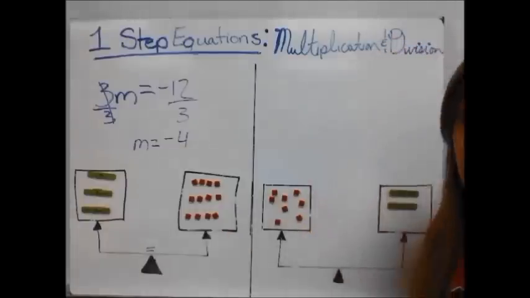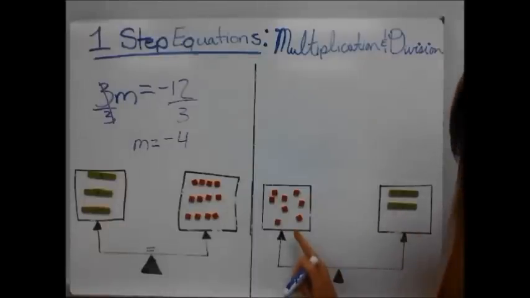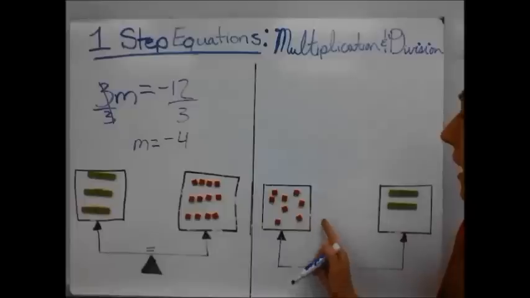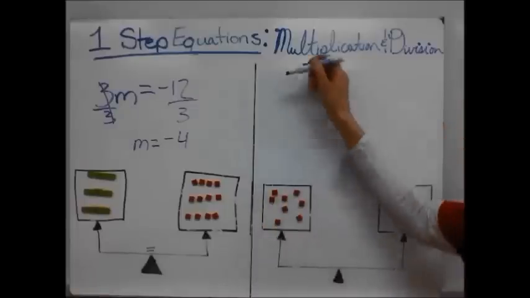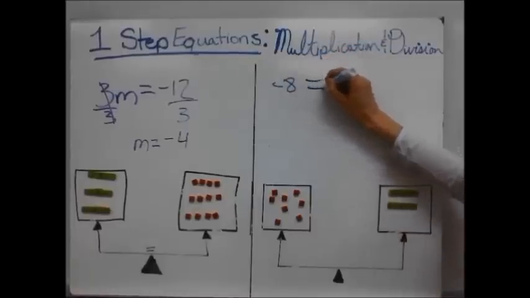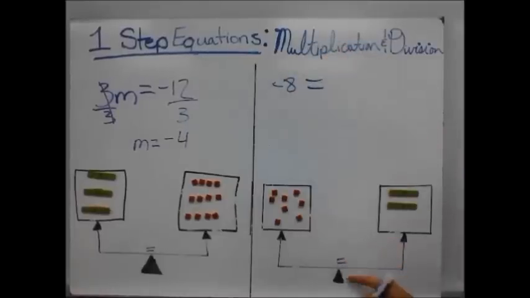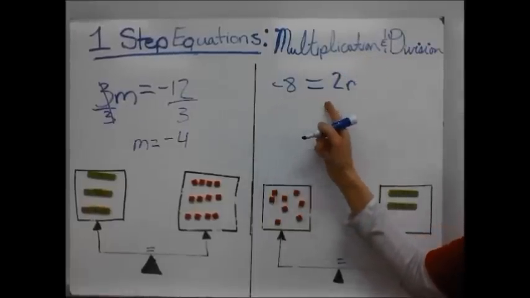Let's go over here and take a look at what's modeled on this mat. Over here on this side, I have my variable, and over here I have my whole number. And I have 1, 2, 3, 4, 5, 6, 7, 8. 8 negatives equals, the fulcrum means equal, and then on this side I have 2 variables. I can call my variable r this time. So 2r equals negative 8, or negative 8 equals 2r.